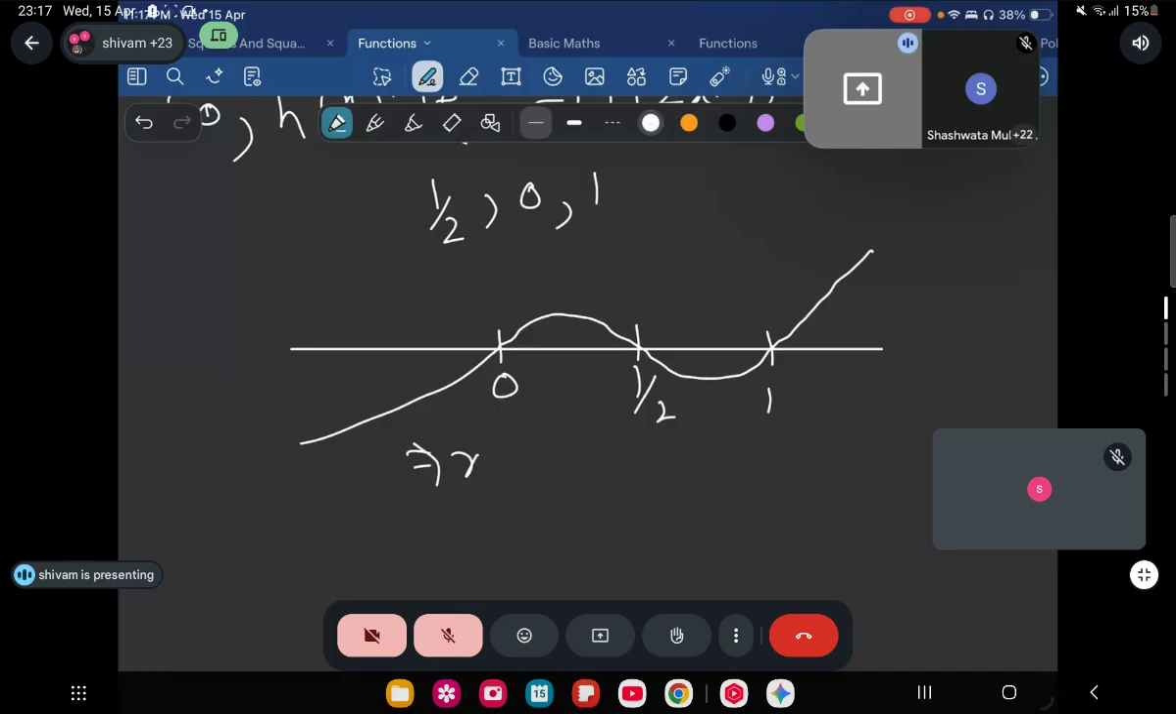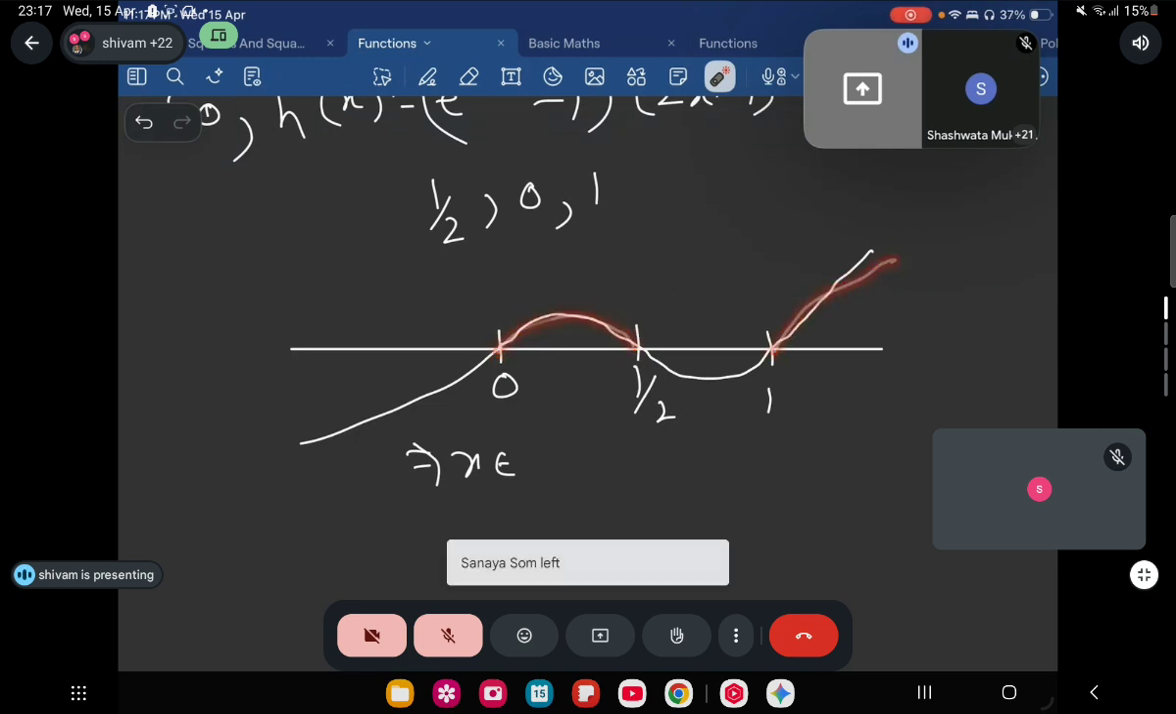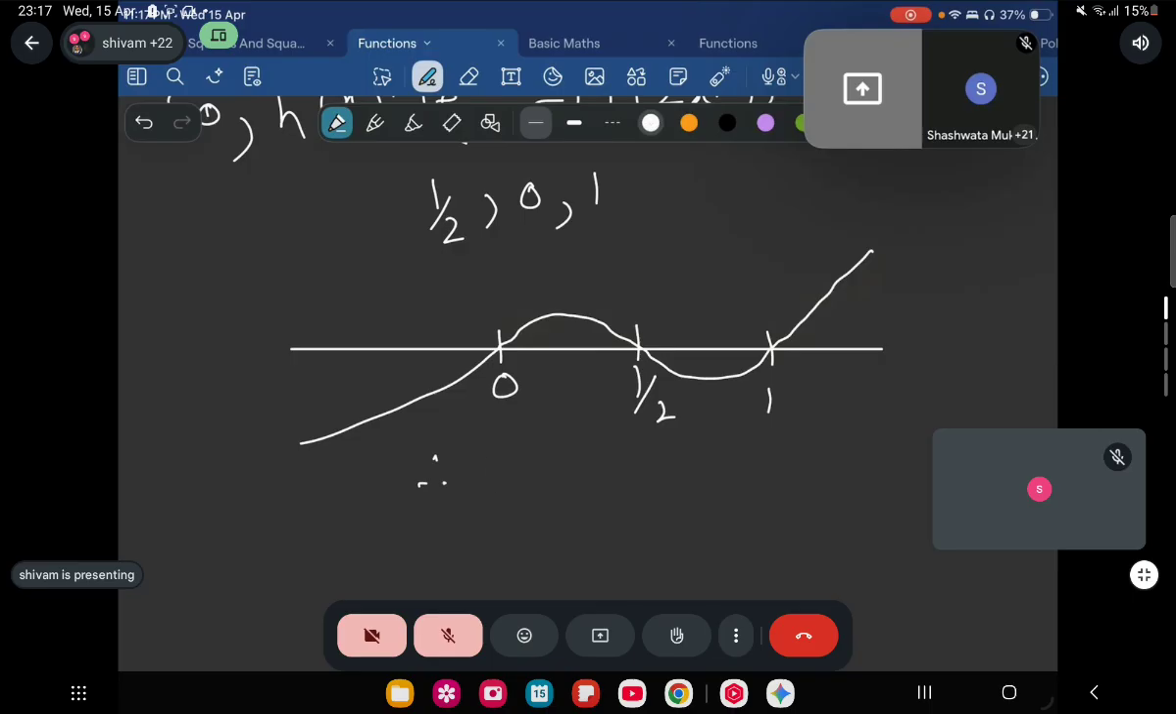Therefore, x belongs to where it is increasing, where it is above the x-axis. In this case, h dash x is greater than 0. Right, everyone? Therefore, h dash x is greater than 0 in 0 comma half union 1 comma infinity. So this is the interval in which f of g of x is increasing.